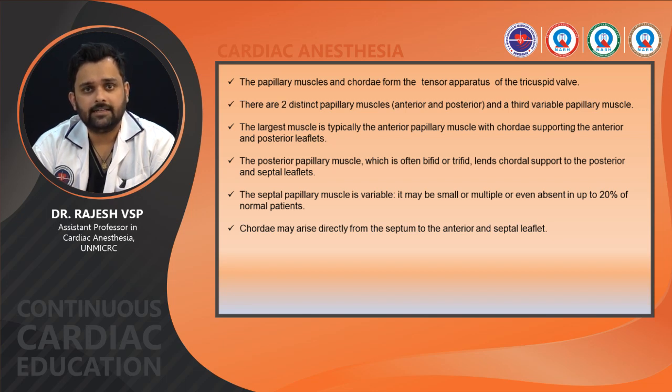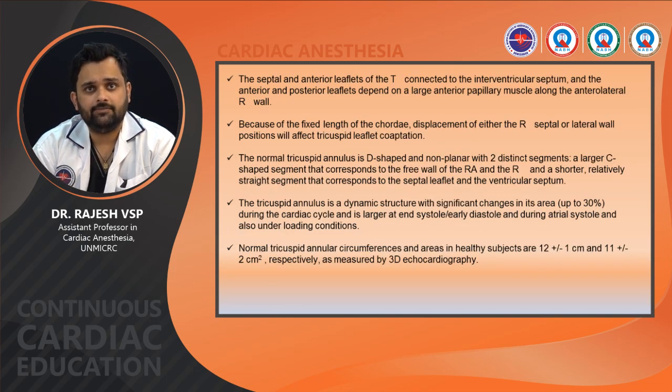Chordae may arise directly from the septum to the anterior and septal leaflets. The septal and anterior leaflets of the tricuspid valve connect to the interventricular septum, and the anterior and posterior leaflets depend on the large anterior papillary muscle along the RV wall. Because of the fixed length of the chordae, displacement of either the RV septal or lateral wall positions will affect tricuspid valve coaptation.